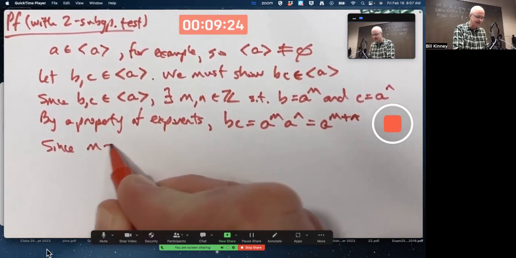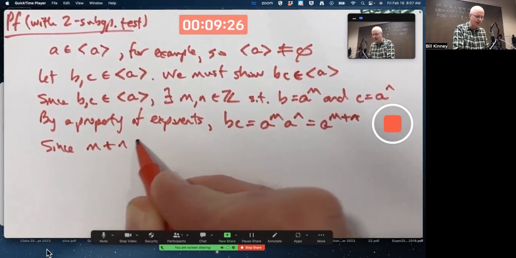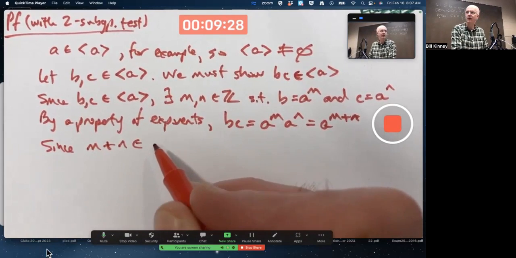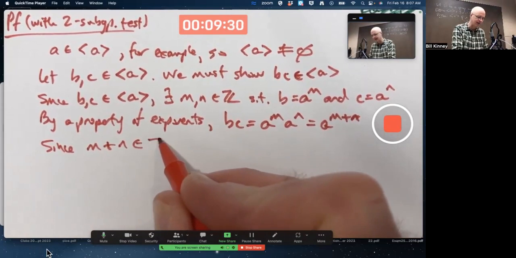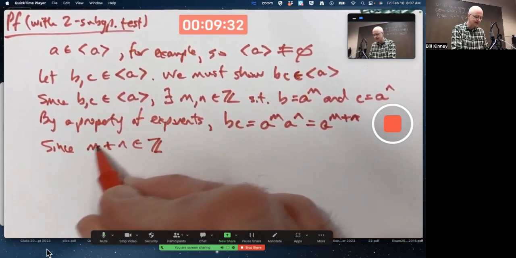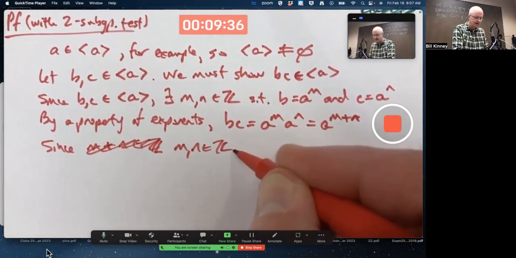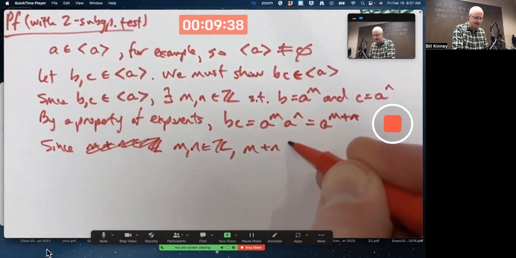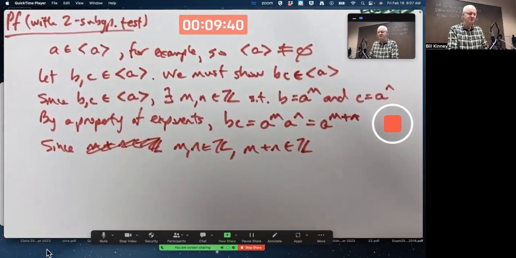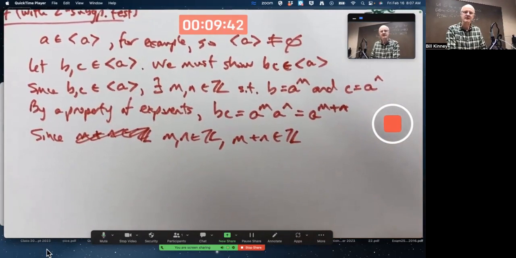Since m plus n is an integer, whether m and n are both positive, both negative, or if one is positive and one is negative, it doesn't matter. So since m and n are integers, m plus n is an integer. And you could say, yes, we know Z is a group under addition.